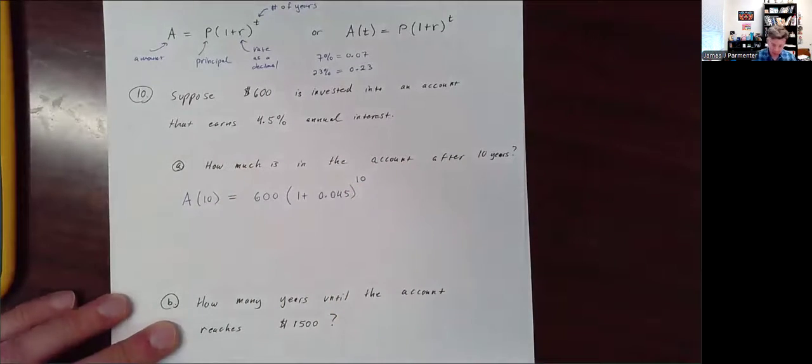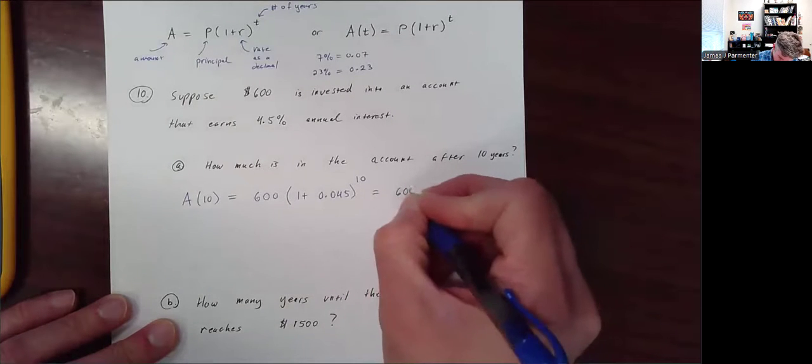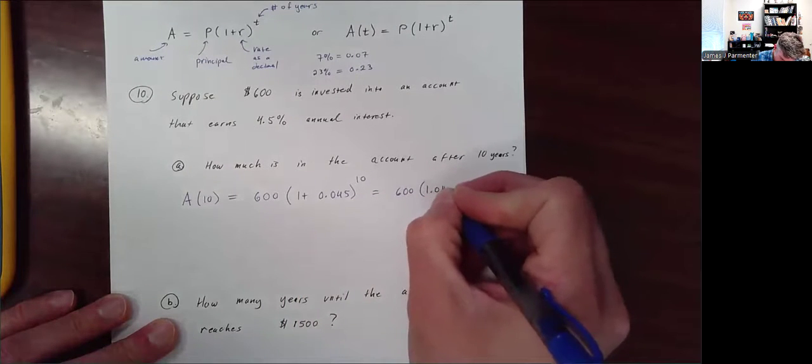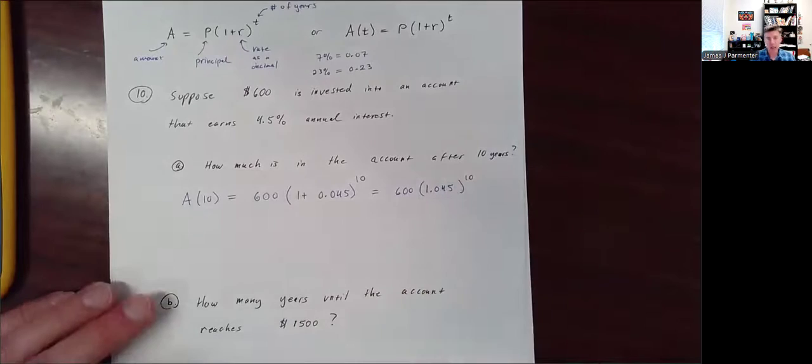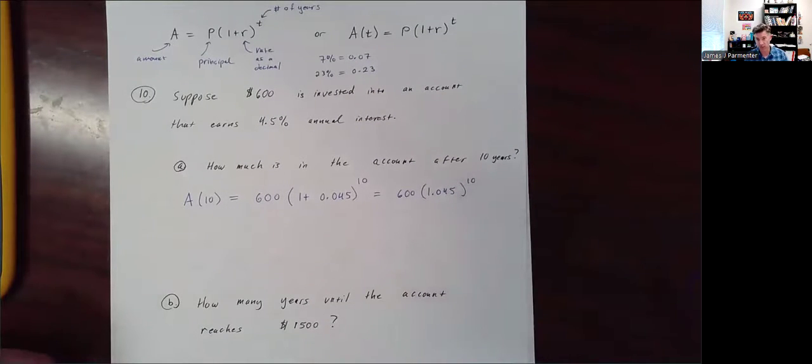Not too bad. I would simplify this just a tiny bit before using a calculator. So it's 600 times 1 plus 0.045, which is just 1.045 to the 10th. If you didn't have a calculator and you were asked to do this on an exam, this would be your final answer, which again is not very informative because you're like, I don't know how much that is. I don't know how much money I have after 10 years without using a calculator. So let's use a calculator.